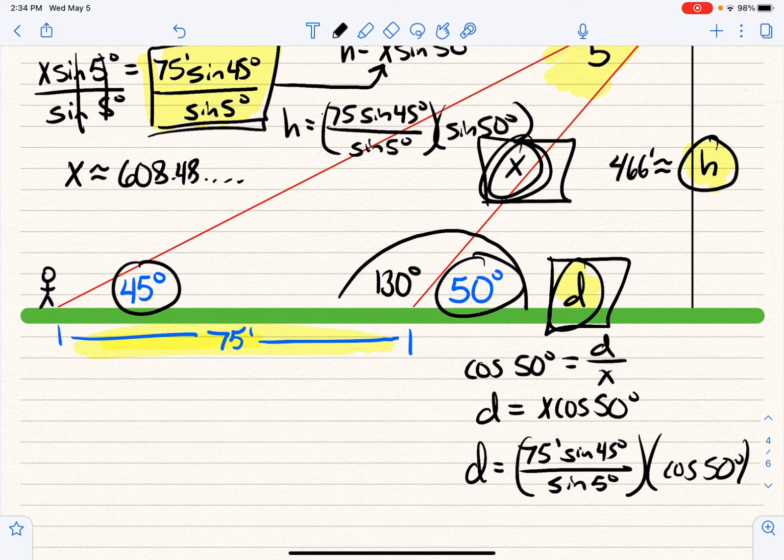Okay, plug that into my calculator. 75 times the sine of 45, close parentheses, divided by the sine of 5, close parentheses, times the cosine of 50, close parentheses. Hit enter. And I get 391.12. And so I go, okay, so d is about 391. Hopefully you got those exact same values, okay?